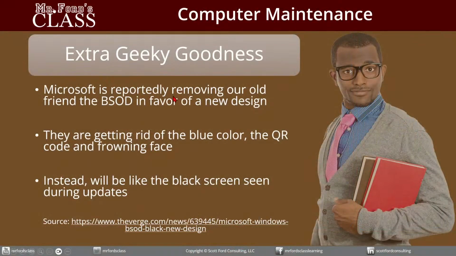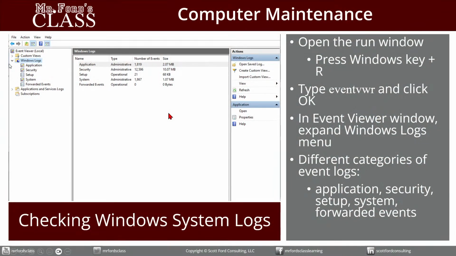So that's the BSOD, the blue screen of death. So we talked about system logs a second ago. How do you check Windows system logs? Well, you open up the Run window. You can press the Windows key and R. You type that command and click OK. Now, there are other ways to get to Event Viewer, but that's one of the fastest ways to do it.